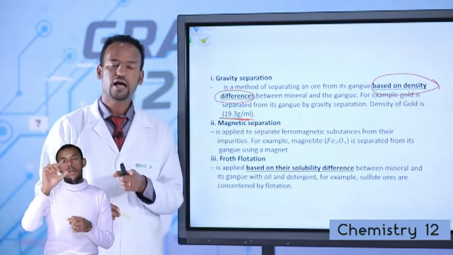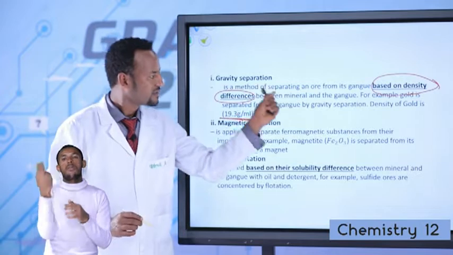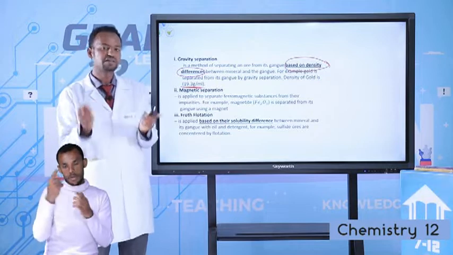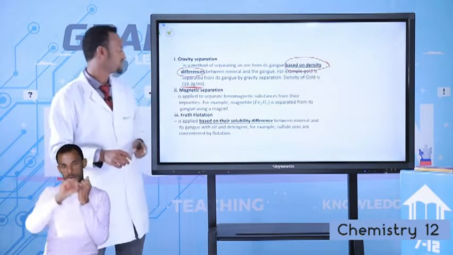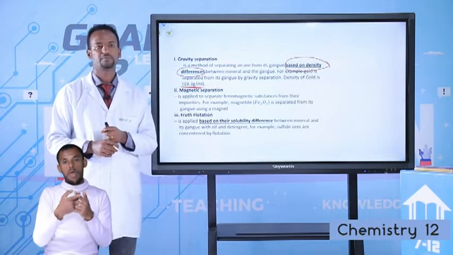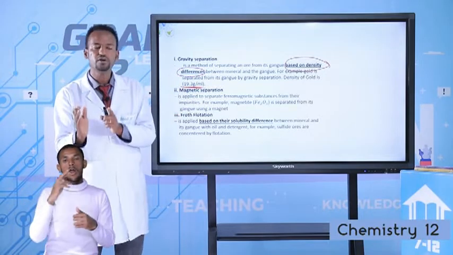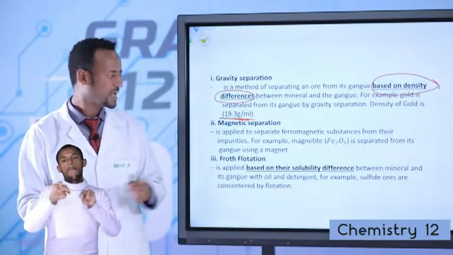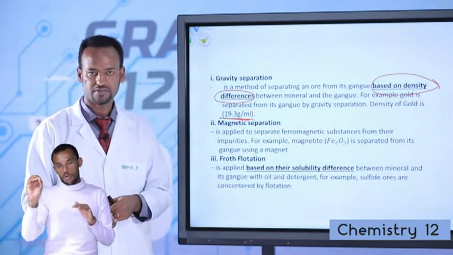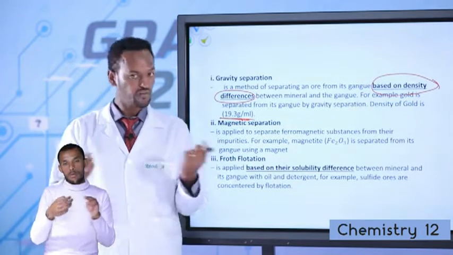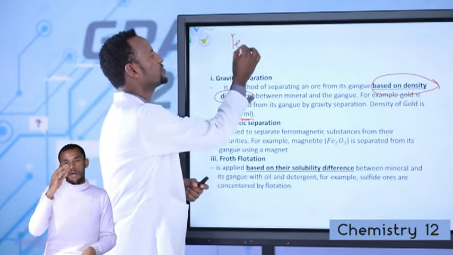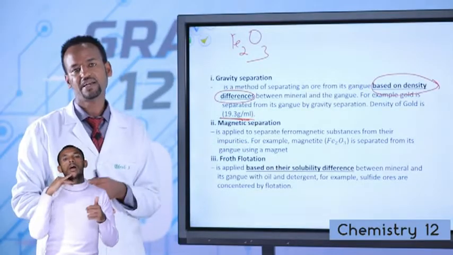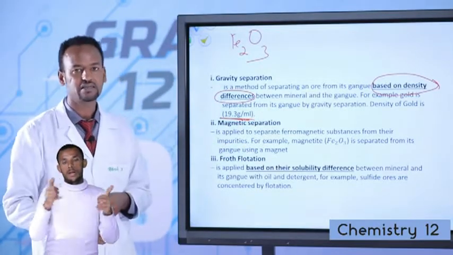This gravity separation is applicable for density differences between the mineral and the gangue. The mineral means what contains the ore. The second one is magnetic separation. Magnetic separation is applicable for separating magnetic substances from non-magnetic substances, like a ferromagnetic substance from its impurities. For example, magnetite, Fe3O4, the ore of iron, is separated from its gangue using a magnet. Therefore, magnetic separation is another technique.